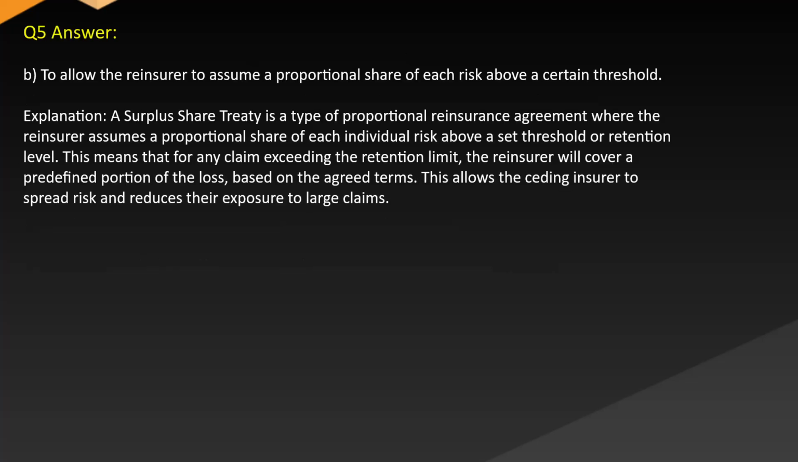Answer: B. To allow the reinsurer to assume a proportional share of each risk above a certain threshold. Explanation. A surplus share treaty is a type of proportional reinsurance agreement where the reinsurer assumes a proportional share of each individual risk above a set threshold or retention level. This means that for any claim exceeding the retention limit, the reinsurer will cover a predefined portion of the loss based on the agreed terms. This allows the ceding insurer to spread risk and reduces their exposure to large claims.